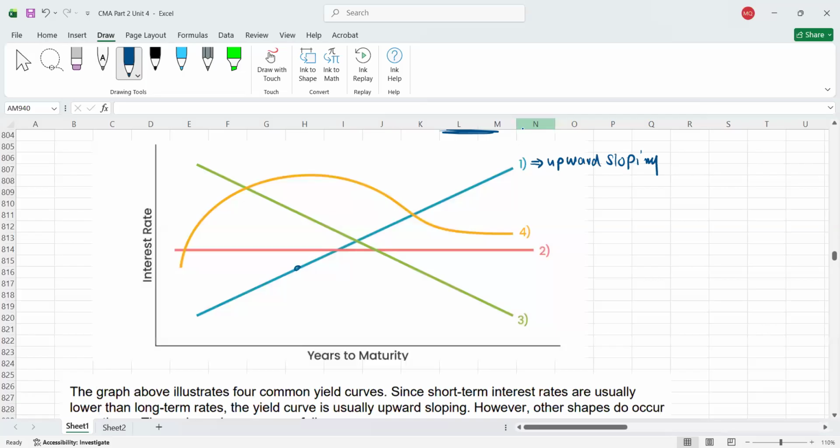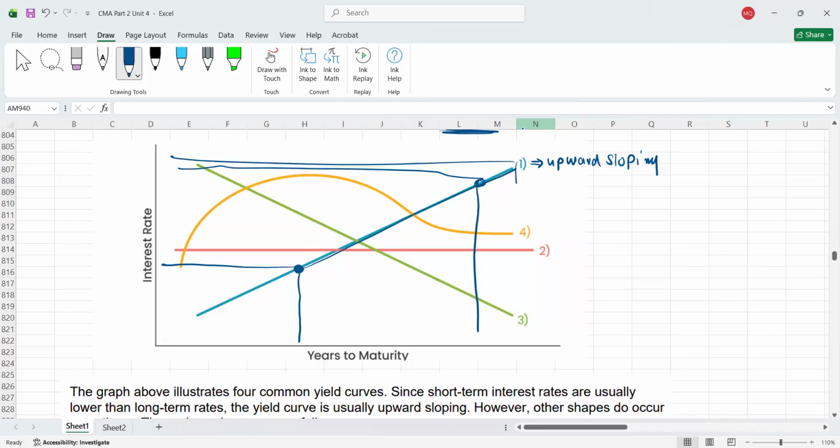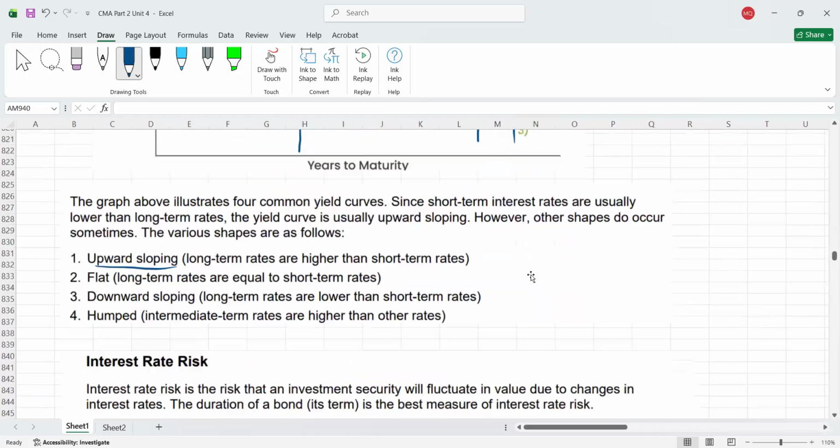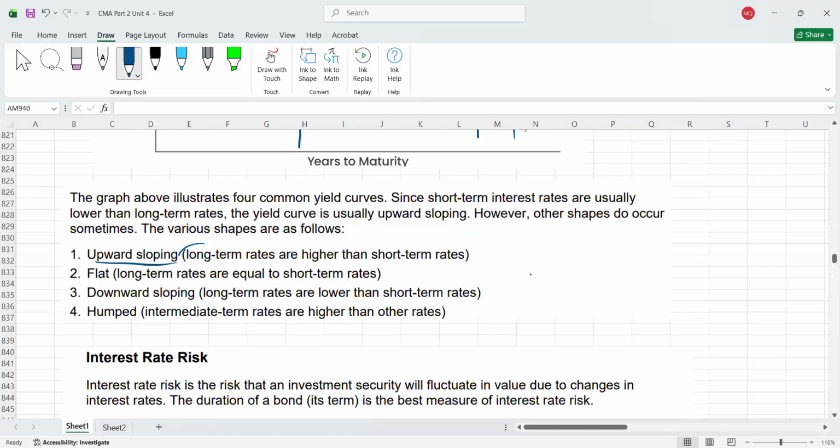For example, if you're standing at this point, it means years of maturities are here and interest rates are here. If you're standing at this point, it means interest rate is here and years to maturity is here. So see, as you're moving further, interest rates are becoming higher, years to maturity is becoming longer. So this is the meaning of an upward sloping line: long term interest rates are higher than short term interest rates.